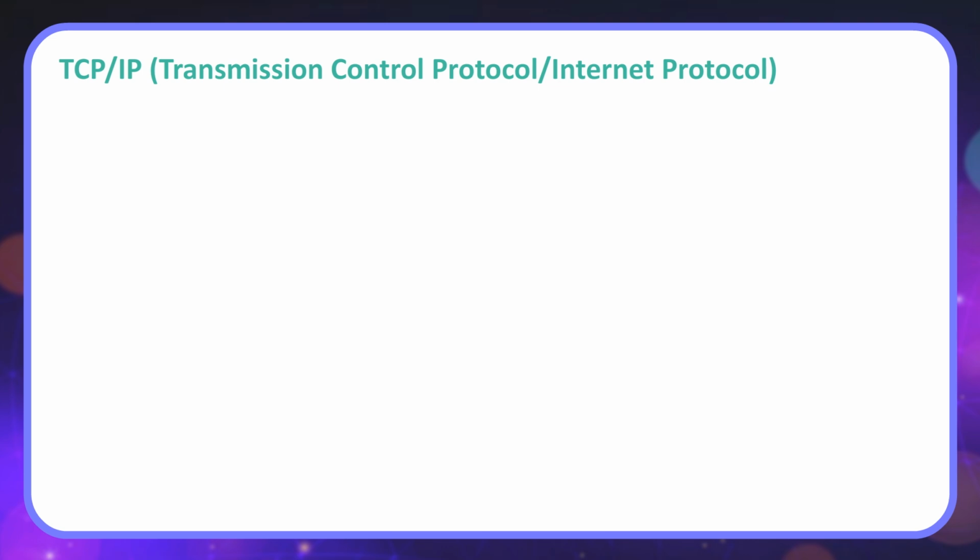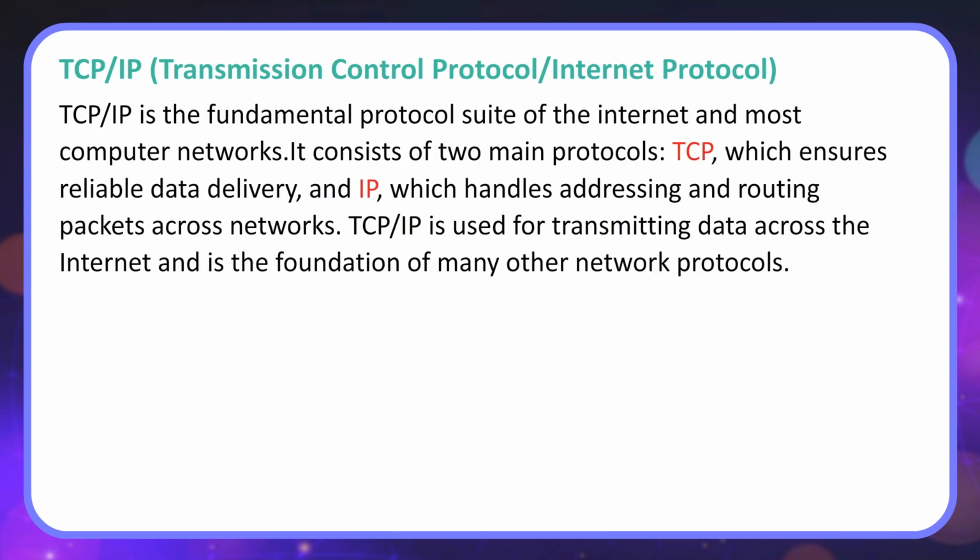TCP/IP, Transmission Control Protocol/Internet Protocol. TCP/IP is the fundamental protocol suite of the Internet and most computer networks. It consists of two main protocols, TCP, which ensures reliable data delivery, and IP, which handles addressing and routing packets across networks. TCP/IP is used for transmitting data across the Internet and is the foundation of many other network protocols.